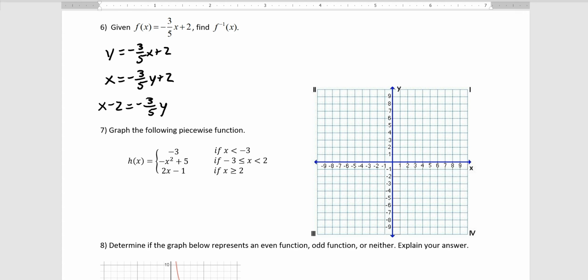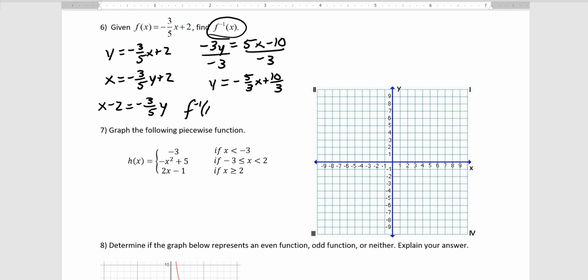And then I need to multiply everything by 5. When I do that, I would get negative 3y equals 5x minus 10. And then divide everything here by negative 3. So I would get y equals negative 5/3 x plus 10/3. And my final answer, remember, we want to write it as the inverse. So I'll say f inverse of x equals negative 5/3 x plus 10/3.